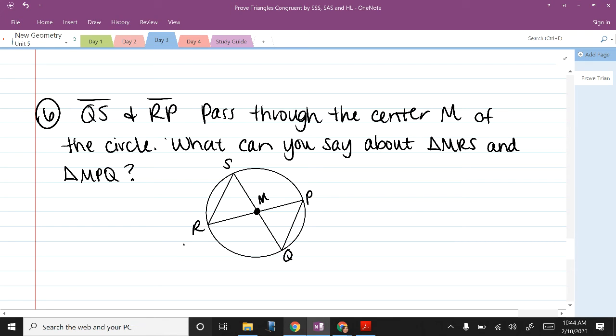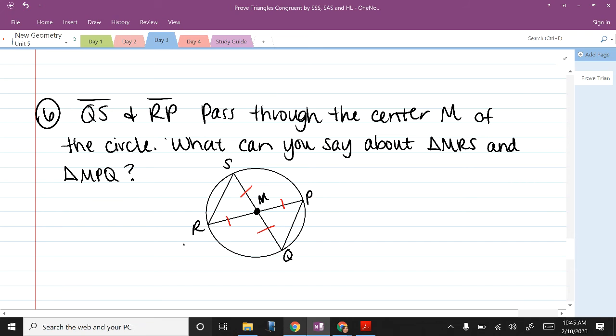So if it passes through the center, that means it's a diameter, correct? We kind of know that. A diameter is a segment that passes through the center of a circle, right? So that means each of these little segments to the center are called what? Radii, right? So what do we know about all radii? They're half the diameter and they're all congruent to each other, right? They're equidistant from the center to each point on the edge of the circle. So all of these little segments are congruent.